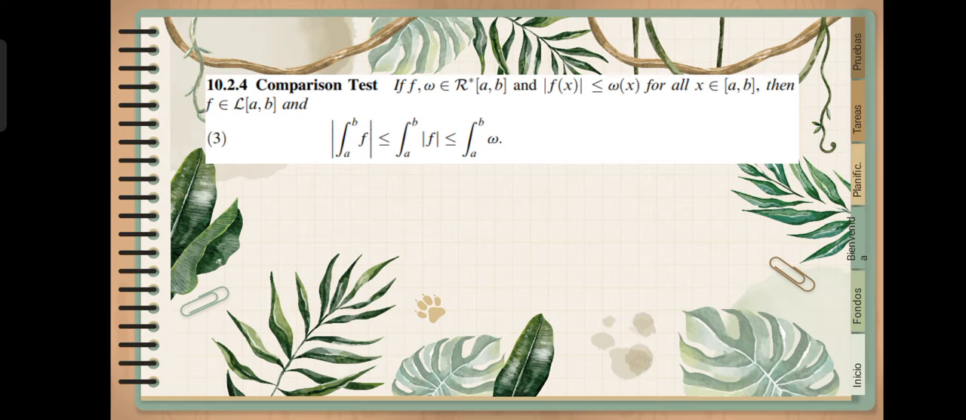10.2.4 Comparison test: if omega is an element of R*[a,b] and the absolute value of f(x) is less than or equal to omega(x) for all x in [a,b], then f is an element of L[a,b], and in equation 3, the absolute value of the integral from a to b of f is less than or equal to the integral from a to b of the absolute value of f, which is less than or equal to the integral from a to b of omega.